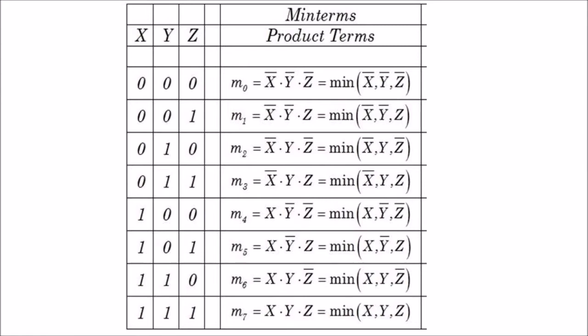Our second term, 0 dot 0 dot 1, can be represented as x dash dot y dash dot z, or m1. The third, 0 1 0, can be represented as x dash y z dash, or m2. 0 1 1 can be represented as x dash dot y dot z, or m3. 1 0 0 can be represented as x dot y dash dot z dash, or m4. 1 0 1 can be represented as x dot y dash dot z, or m5. 1 1 0 can be represented as x dot y dot z dash, or m6, and finally 1 1 1 can be represented as x dot y dot z, or m7.